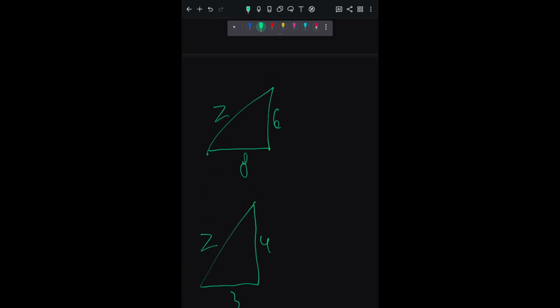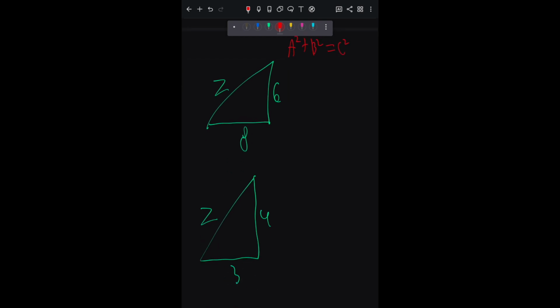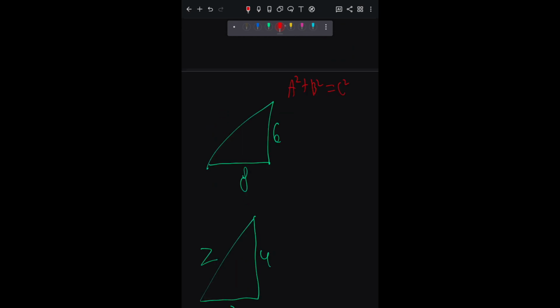Okay. If we know this is 8 and this is 6, find Z, and excuse my triangles. If you want to find Z, you got to use this: a squared plus b squared equals c squared. What don't we have? We do not have theta, right? That's why you have to use Pythagorean theorem. It's as simple as that. You have to use it.